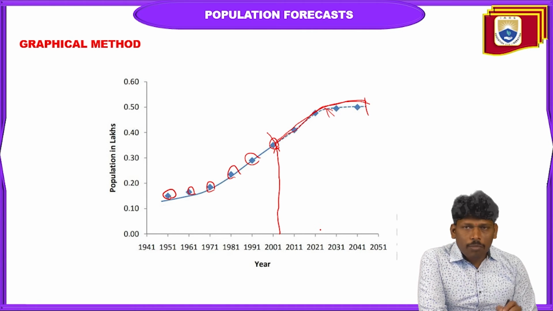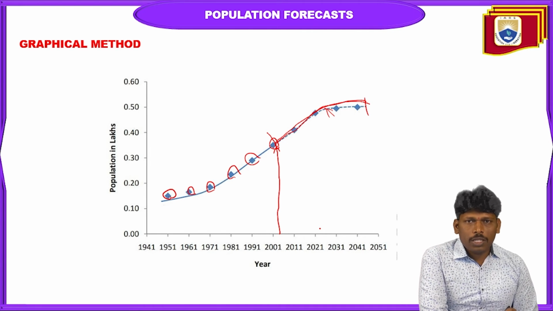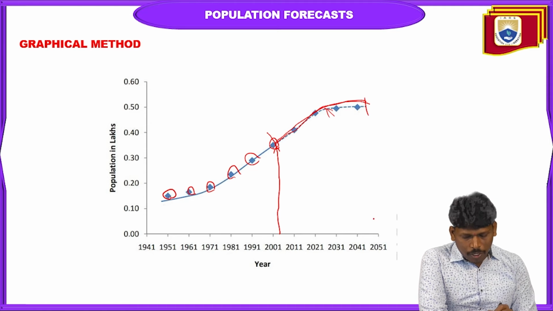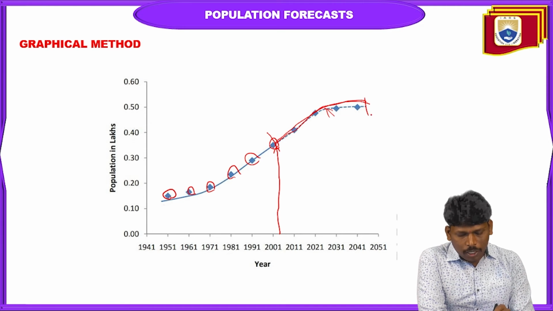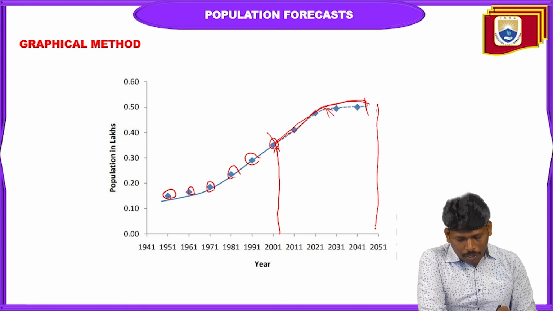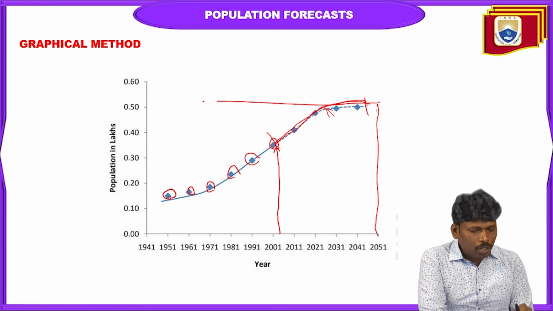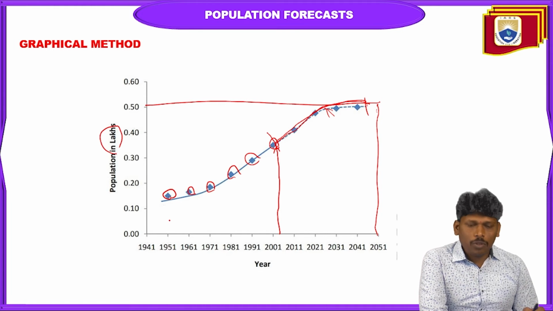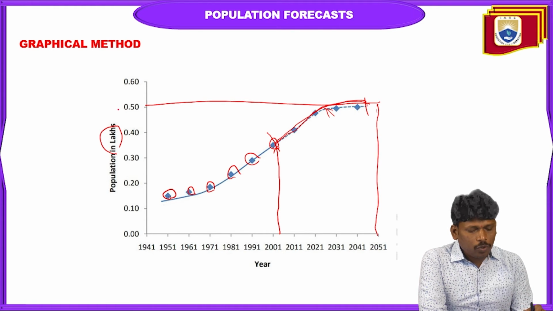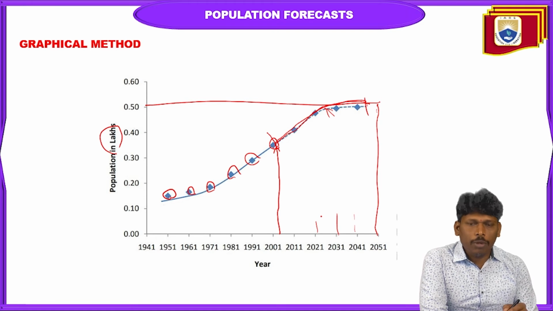For example, if I want to estimate the population for 2051 according to this method, then I have to extend this curve till 2051. Then I have to draw one straight line to meet 2051, and then one horizontal line in order to estimate the population. Here it is population in lakhs, so we can easily estimate the population in 2051. Similarly, you can estimate for 2041, 2031, 2021 also using this.